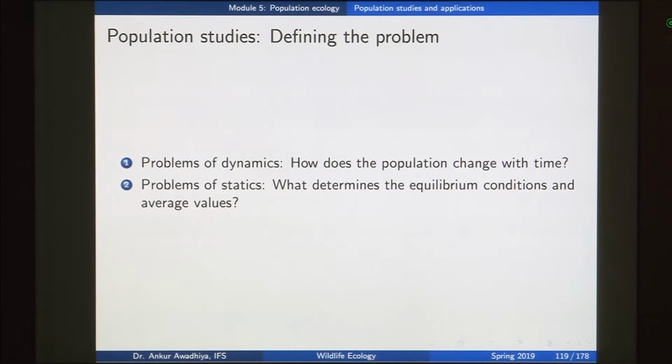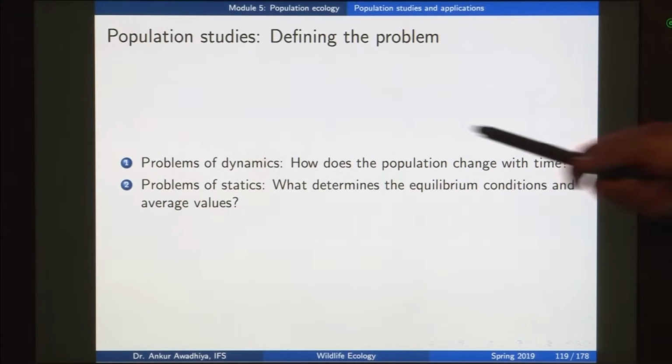Now, the problem of statics in this case could be, why is this population stuck at 40? Why does it not become 41? Why does it not become 39? Or you could ask the question, what is determining the carrying capacity of this habitat? Why is this habitat only able to support 40 tigers? Why not more? Or you could ask the question, what are the interactions that these organisms have when they have this fixed size of 40 tigers? What are their home range sizes? How much territory are they defending? So, these kinds of questions will be known as the problems of statics.